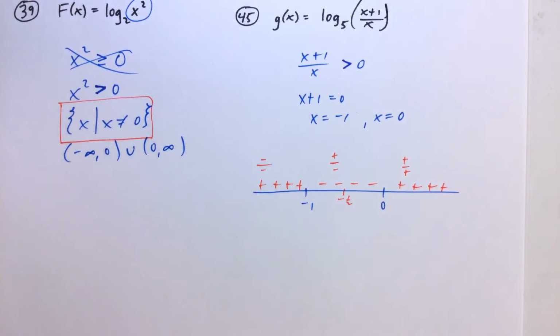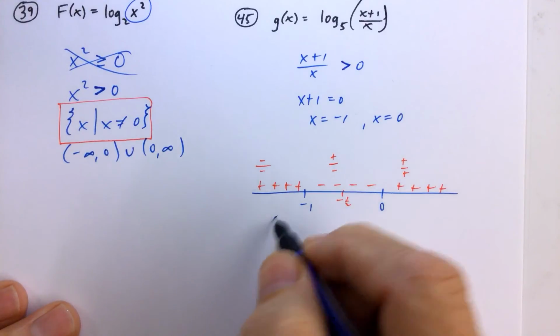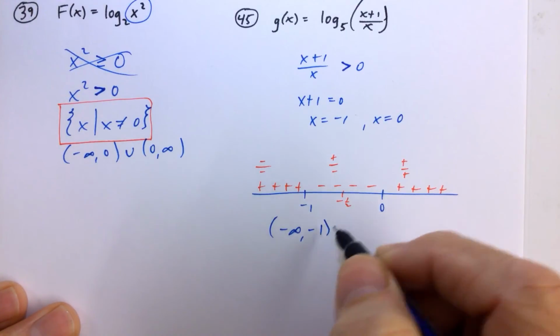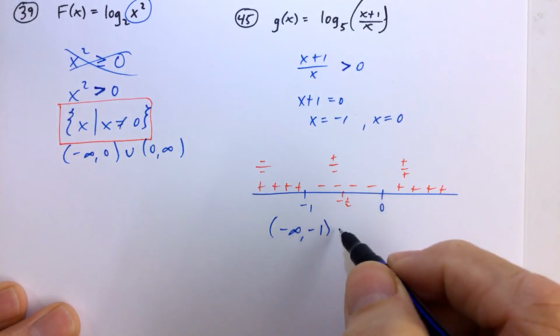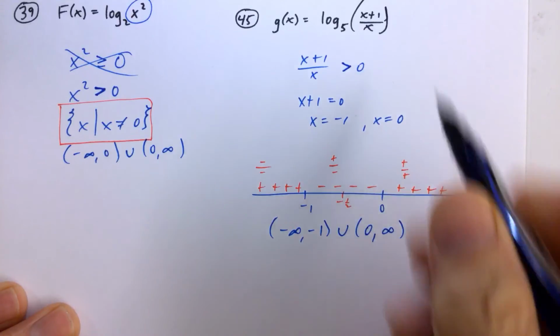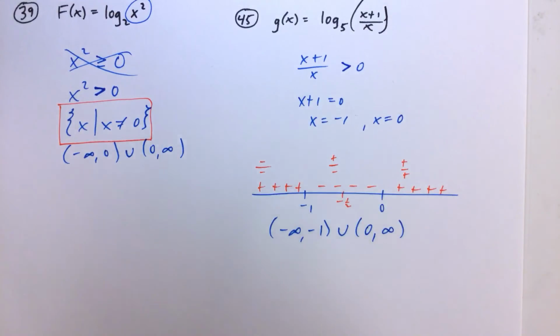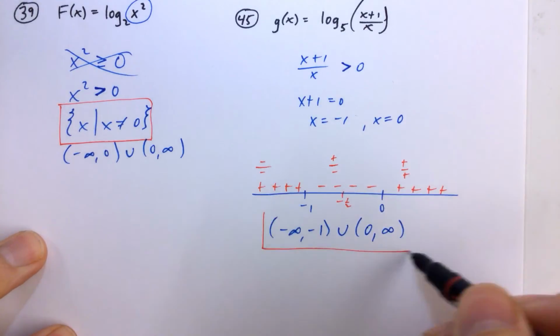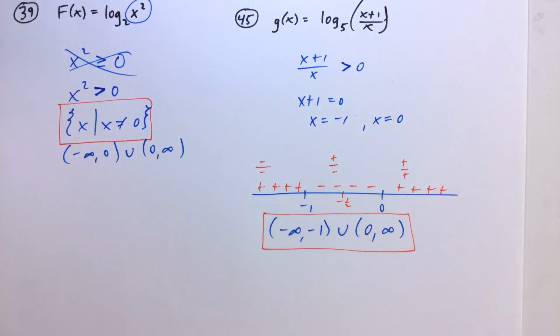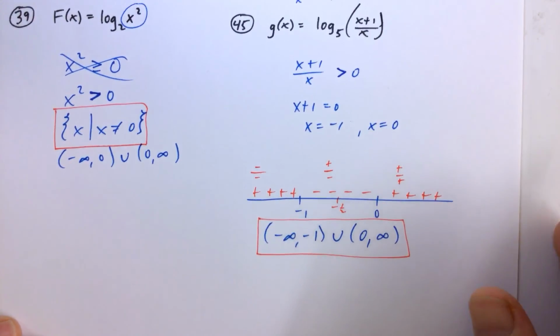So the domain is all real numbers to the left of negative 1, not including negative 1, because that would make an argument of 0. And then all the real numbers to the right of 0, again not including 0, because 0 would make the denominator 0 anyway. These would be the intervals which represent the domain of the original function that we see listed here. And that's it.